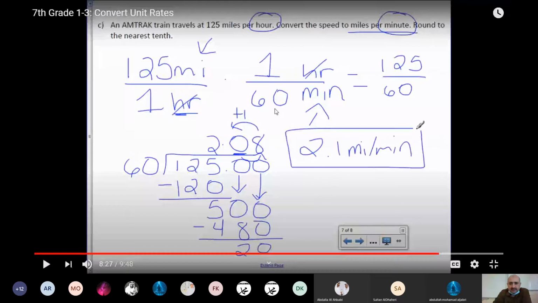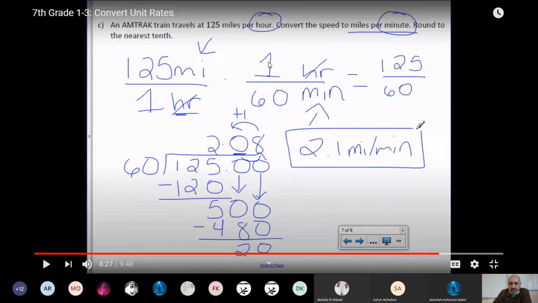Listen to this example. Here we want to convert from 125 miles per hour to miles per minute. Miles, no change here. But here hour, here minute. We're going to change from hour to minute. So go to the first sentence, 125 miles per hour, and write the unit rate. I can write 125 miles per 1 hour. Now we want to change it from hour to minute.